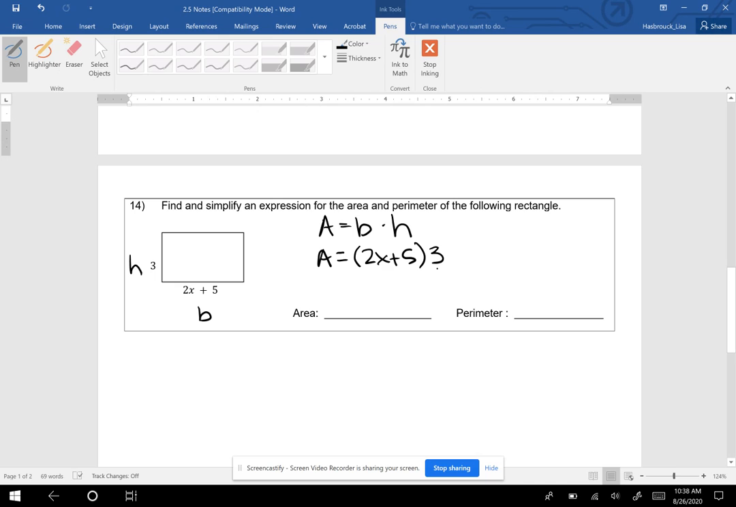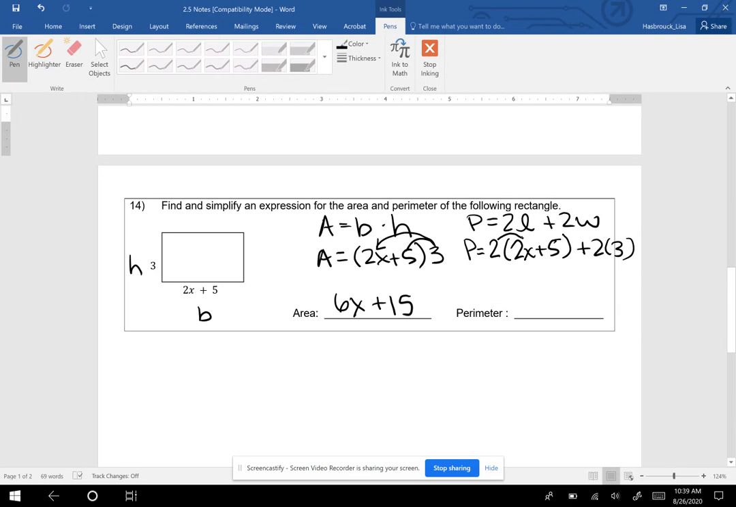So to simplify this, I will need to distribute the 3. 3 times 2x is 6x. 3 times 5 is 15. For perimeter, you can either add up all 4 sides, or you can remember the formula is perimeter equals 2 times the length plus 2 times the width. So if I use the formula, I have 2 times, in parentheses, 2x plus 5 plus 2 times 3.